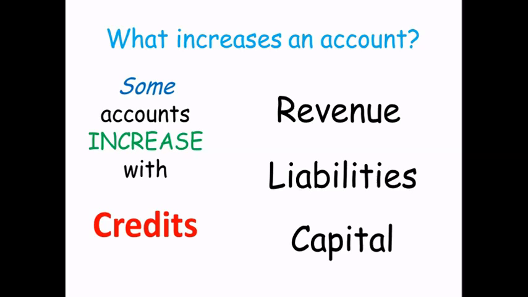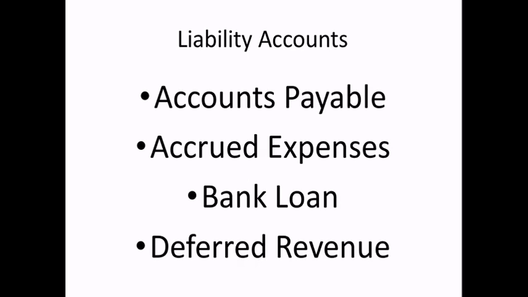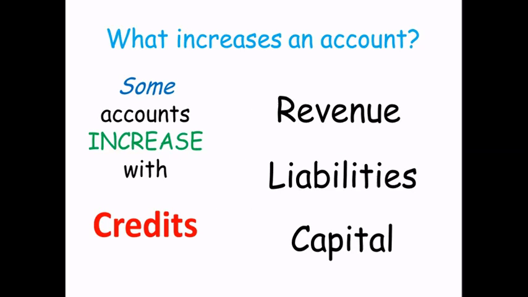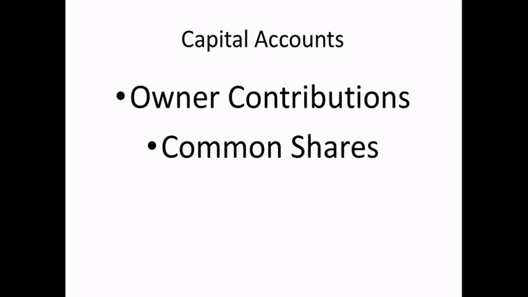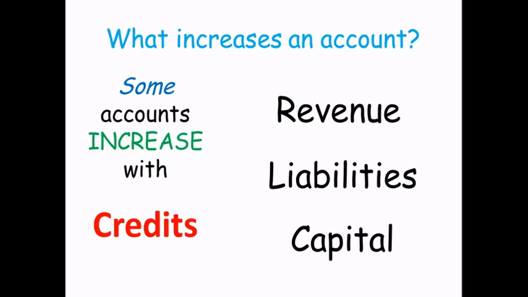Let's look at some liability accounts. Some examples of liability accounts are accounts payable, accrued expenses, bank loan payable, and deferred revenue. And let's take a look at capital accounts. Some examples of capital accounts are owner contributions, and in the case of corporations, common shares. So those were some examples of accounts that increase with credits.